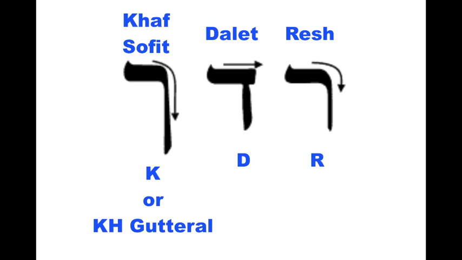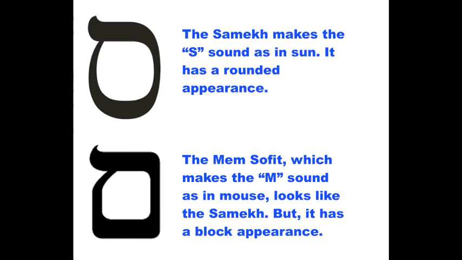Today's letter is the samech, which makes the same sound as the English S, as in sun. It looks a lot like the final mem, but look at the differences. The samech is rounded, while the final mem looks like a box or block. This is how you write the samech.